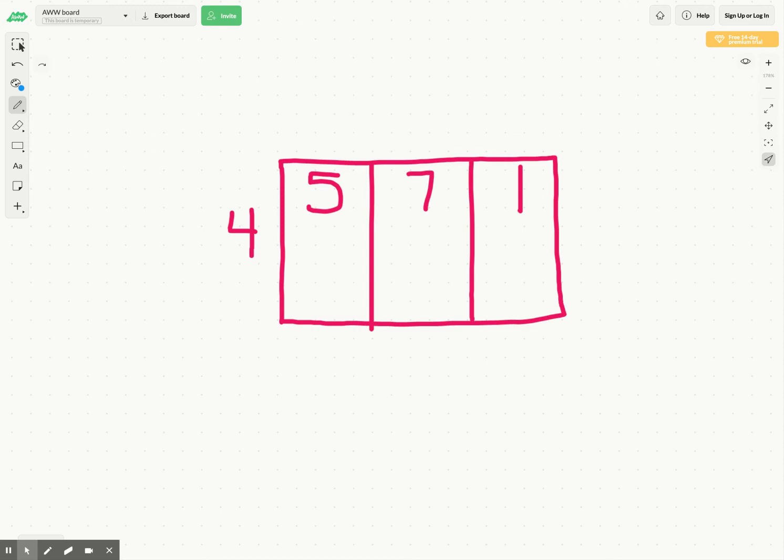Here's the strategy that I was going to show you. It's similar to the standard algorithm, and it kind of scaffolds it to get the students to that point. So we start with the 5 and the hundreds and ask the students, how many 4s are in there?